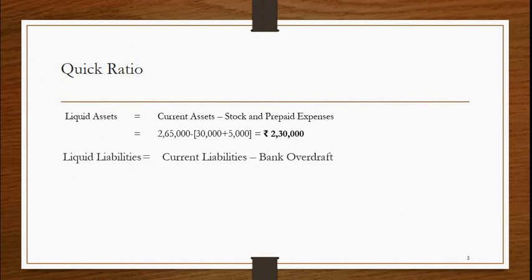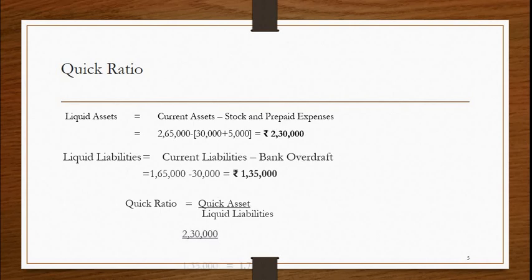Liquid liabilities, current liabilities minus bank overdraft. We already calculated the current liabilities, that is 1,65,000 minus bank overdraft in this problem is 30,000. So it will become 1,35,000 as liquid liabilities. Then apply the formula. Quick ratio is equal to quick assets divided by liquid liabilities. Apply the values. Then you will get the quick ratio as 1.7.